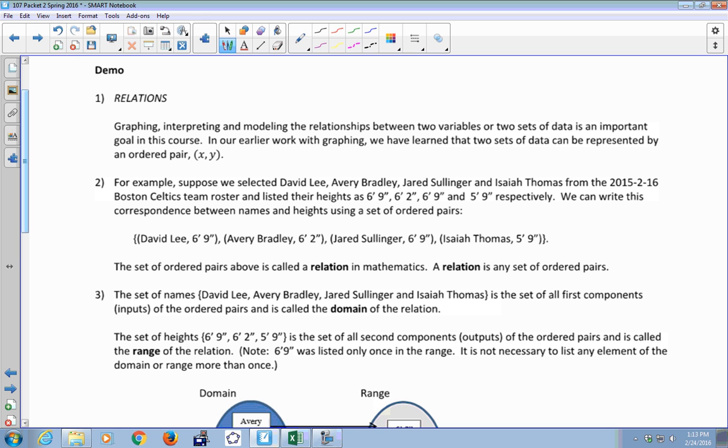So for example, say we take David Lee, Avery Bradley, Jared Sullinger, and Isaiah Thomas from the 2015-2016 Boston Celtics team roster, and we list their heights, 6'9", 6'2", 6'9", and 5'9", respectively. You can write the correspondence between name and height as a set of ordered pairs. You just write each name down first, and next to that name, you put the height. So David Lee, 6'9", Avery Bradley, 6'2", Jared Sullinger, 6'9", Isaiah Thomas, 5'9".